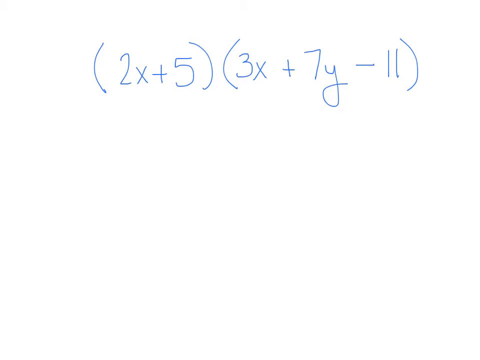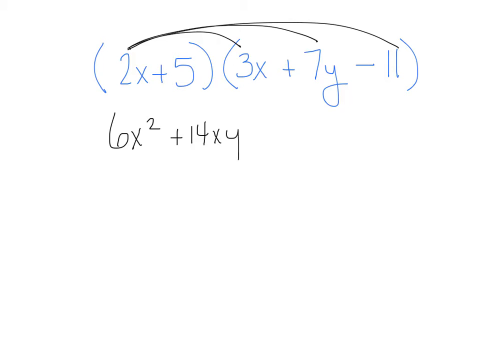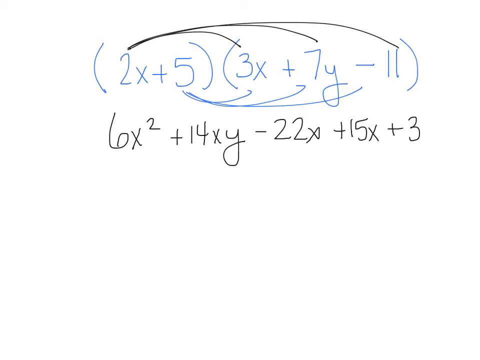So let's start distributing. I'm going to distribute the 2x. So 2x times 3x gives me 6x squared. 2x times 7y gives me plus 14xy. 2x times negative 11 gives me negative 22x. Now I distribute the positive 5. 5 times 3x gives me 15x. 5 times 7y gives me 35y. And 5 times negative 11 gives me negative 55.